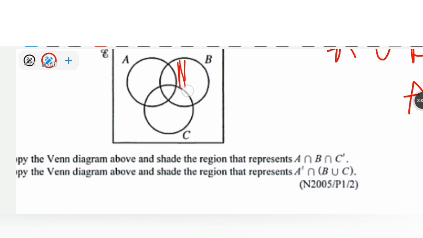You shade everything here. Shade B, and shade C because it's B union C. But you should not enter into A, because A is primed; A is being cut out. So you shade everything like this. Sorry about the shading, but just get the basic idea now. You understand? So that's A prime, because A is cut off, intersection B union C.